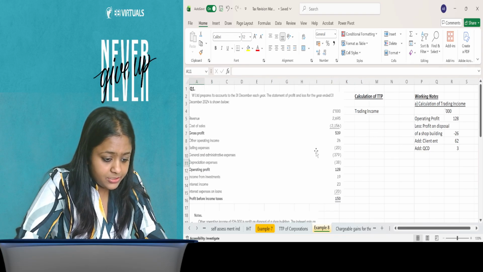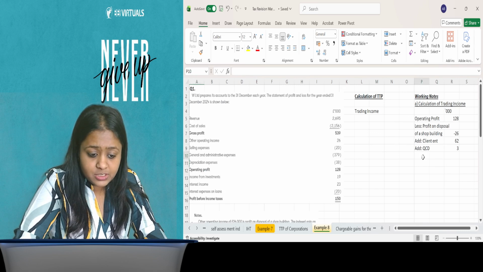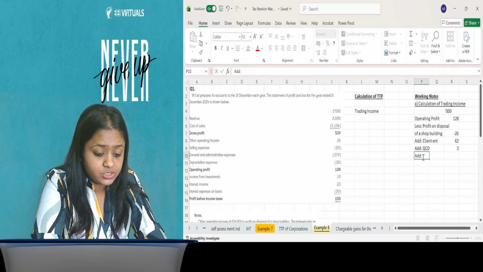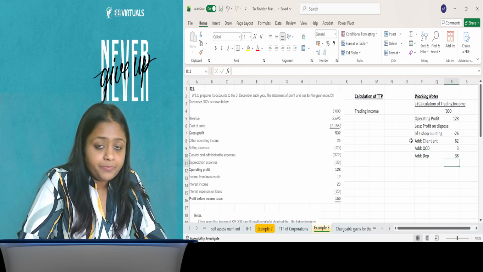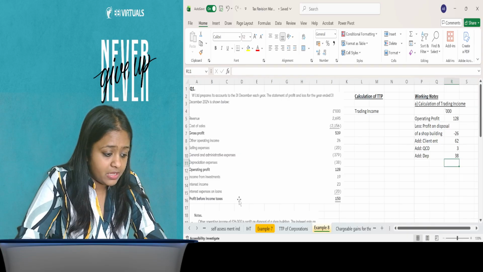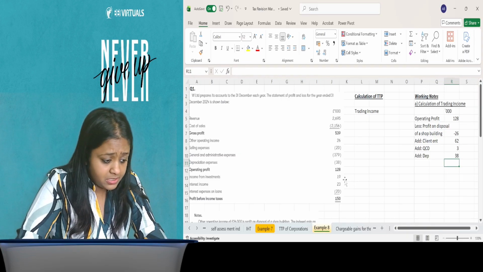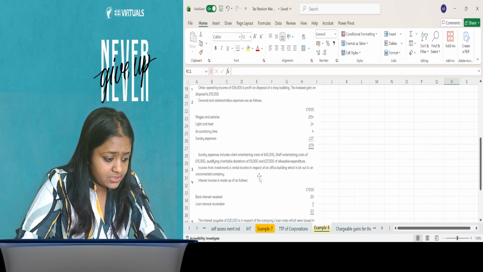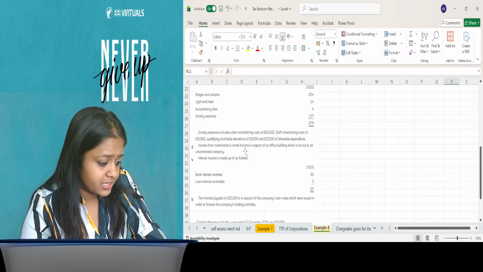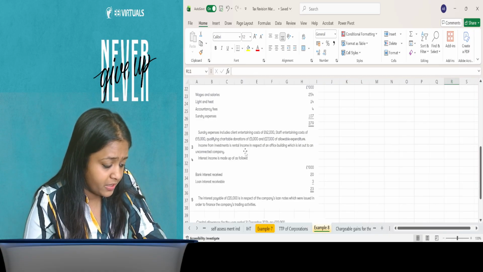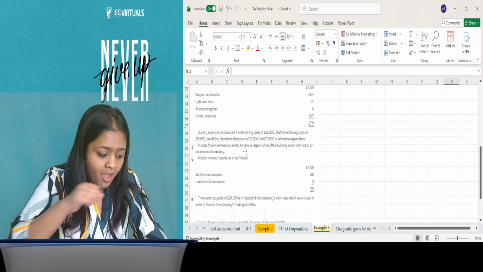We have a depreciation expense. It is a non-cash expense. It is not allowed as per income tax. So we will add back depreciation always, which is 38. Now let's go to the next one. We have income from investments. It will not come here. And let's see what is given here. Income from investment is rental income in respect of an office building. Of course, it will not be coming here.